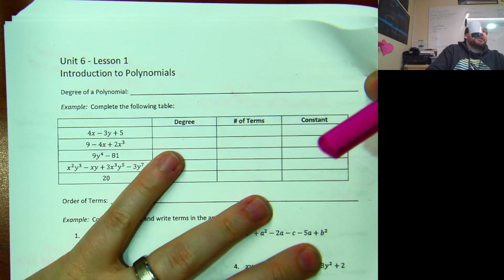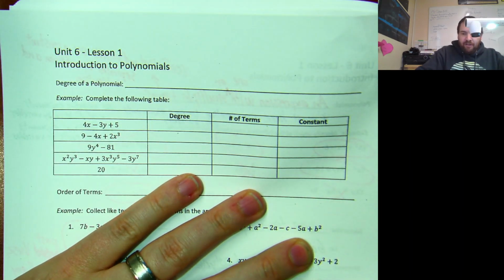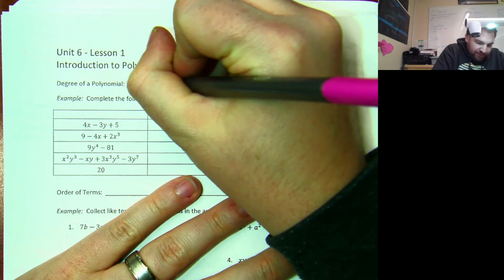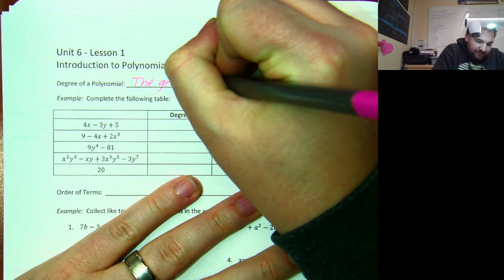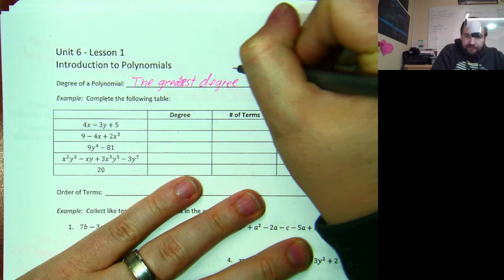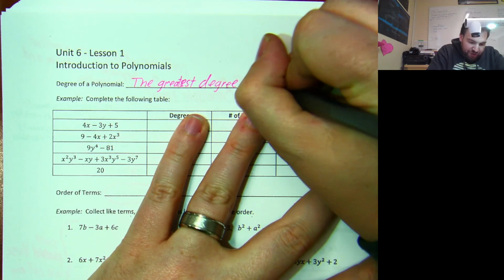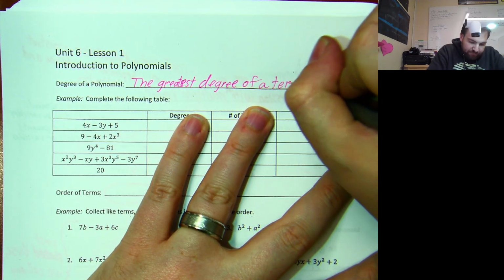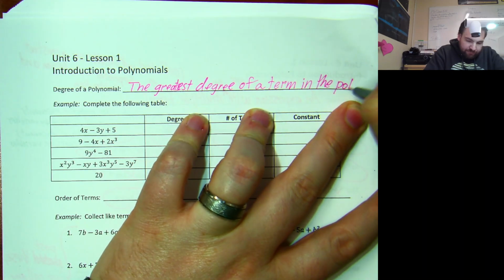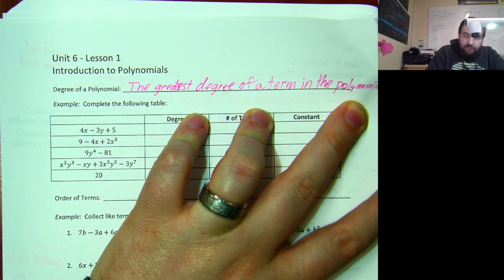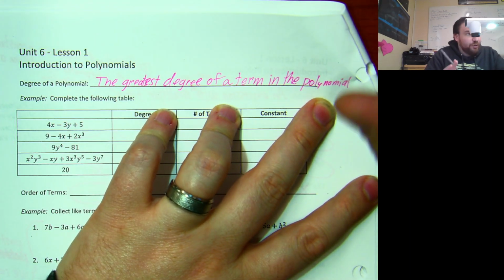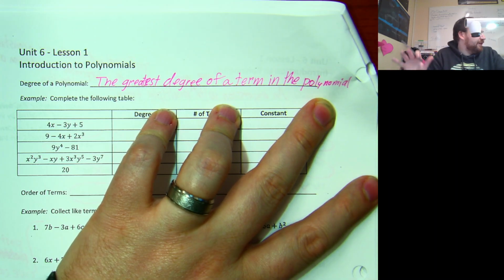so that was the degree of a term. Now let's talk about the degree of a polynomial. The degree of an entire polynomial is going to be the greatest degree of a term in the polynomial. Okay, that's how we define the degree of a polynomial. You look at every individual term and then you pick the biggest one.